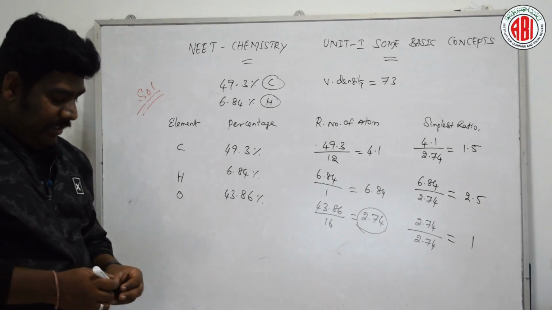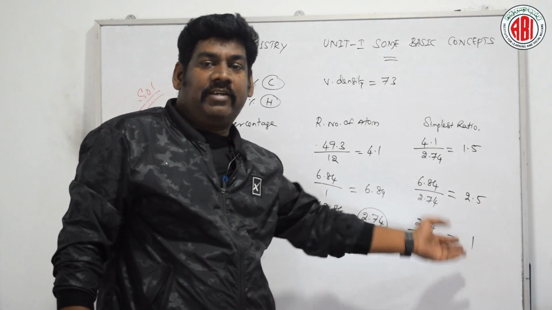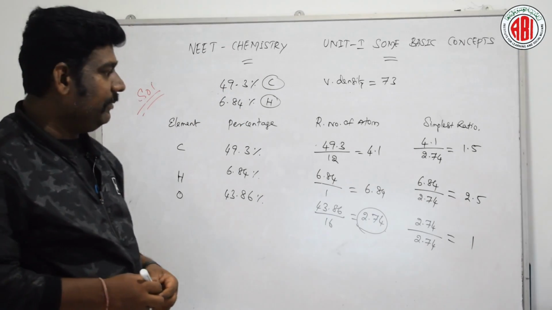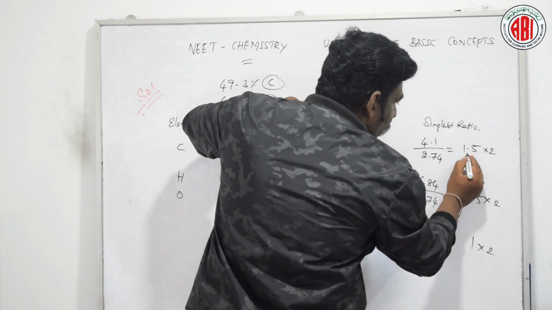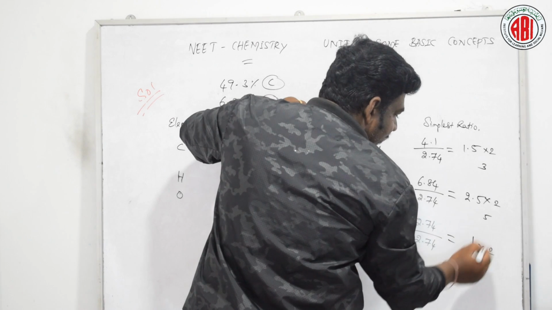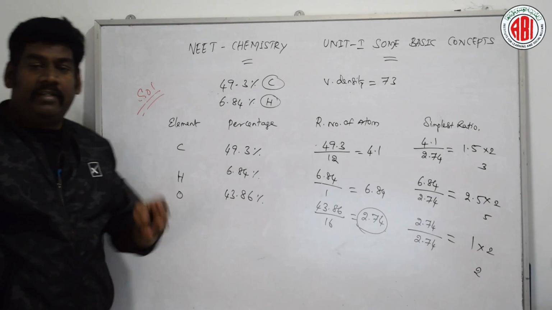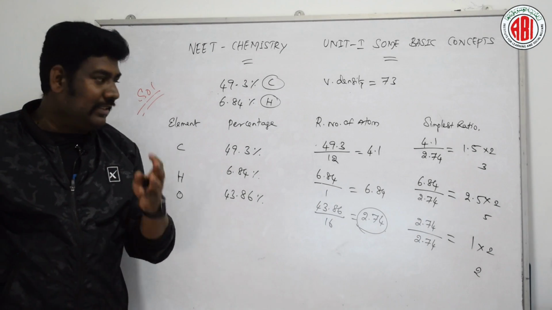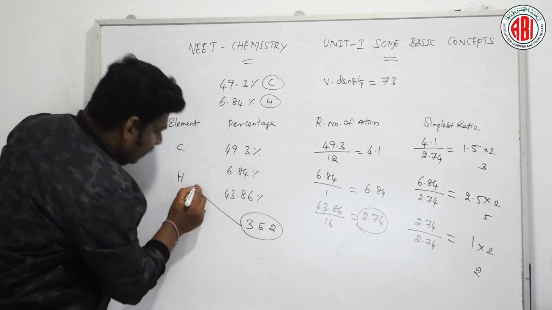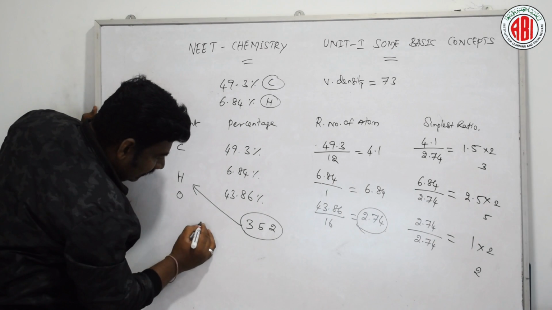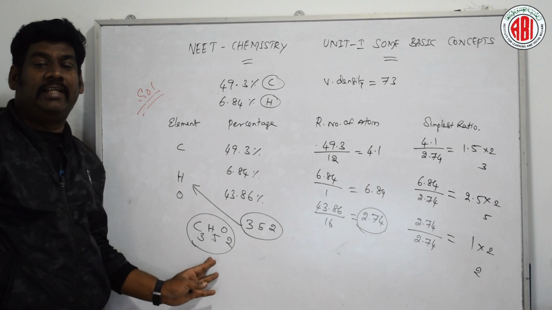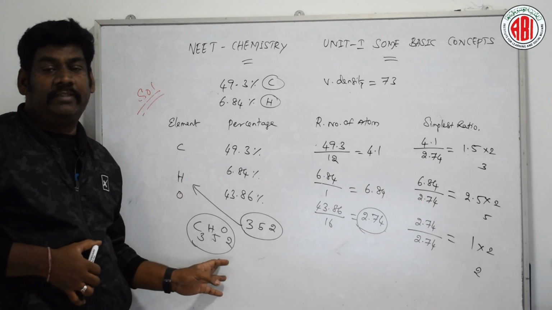Now these values we have got in decimal form, so we should convert this decimal form into whole numbers. That is simple. Multiplying with 2, 1.5 into 2 is 3, 2.5 into 2 is 5, and 1 into 2 is 2. So we have got now the empirical formula, that is 3, 5, 2. Applying it for the elements given, that is C3H5O2. So this is the empirical formula.